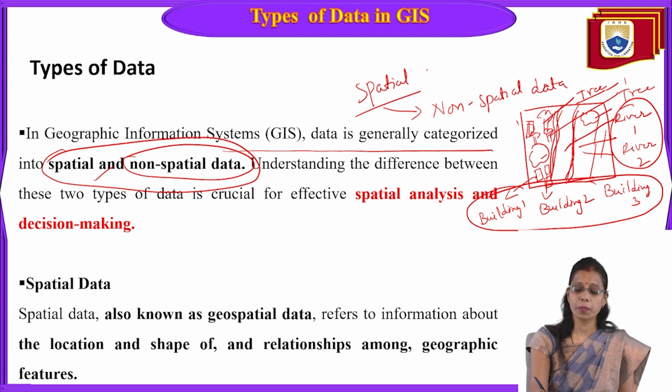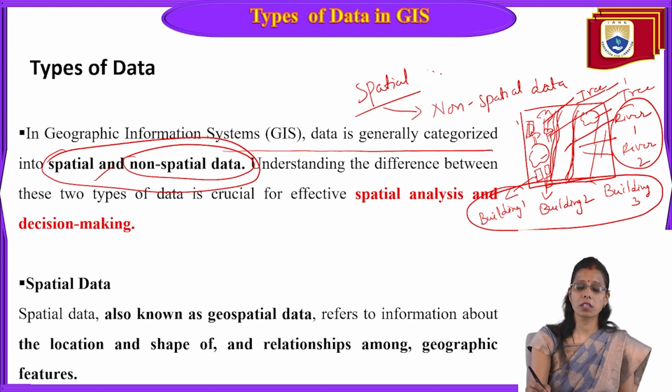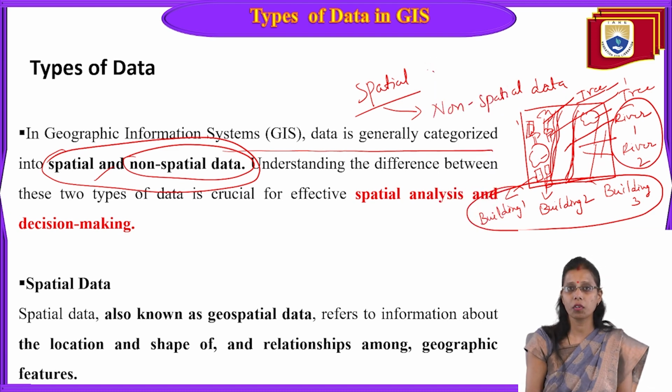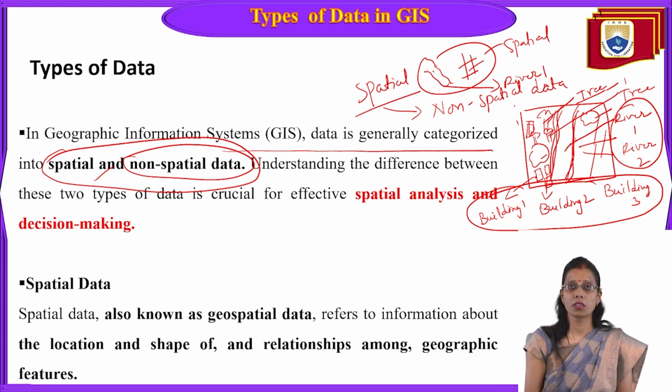So what is spatial? Spatial means any type of feature, any type of geometry, like a river will be like this, road networks will be like this. Until you assign any information, this is spatial. All this data is called spatial. Okay. So once you name this river, river 1, that becomes non-spatial. So the information about the spatial is called non-spatial.